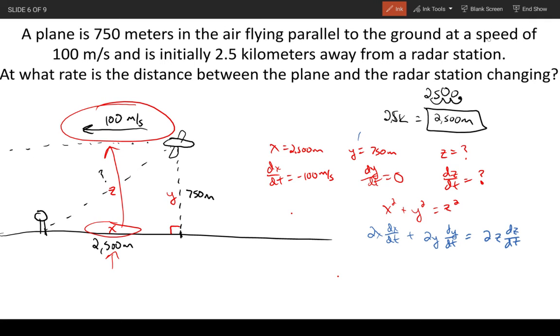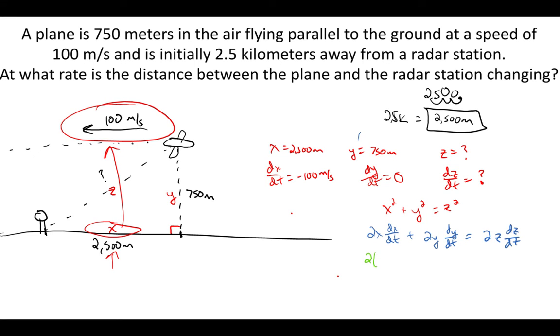And if we start to do some plugging in here, you'll see we need one other variable. So we got 2 times 2,500 times dx/dt, which is negative 100, plus 2 times y, which is 750, times dy/dt, which is 0, so that's all going to go away, equals 2z dz/dt. Now we don't know z or dz/dt.